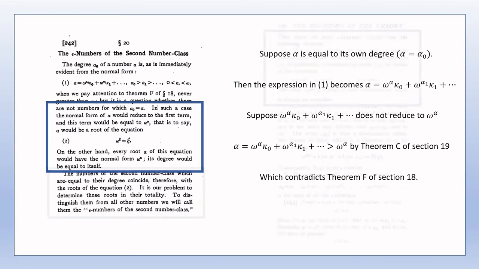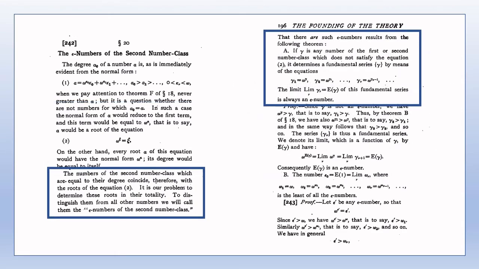Of course, we don't actually know yet whether there exist any numbers which are equal to their own degree. That is, we don't know if there are actually any epsilon numbers in the second number class. However, theorem A states that any number of the first or second number class that is not an epsilon number, which are not exactly hard to find, can be used to find an epsilon number by using the process indicated. Thus, theorem A also confirms the existence of at least one epsilon number. Note that if gamma is already an epsilon number, then each of the numbers gamma 1, gamma 2, and so on would all be equal to gamma.